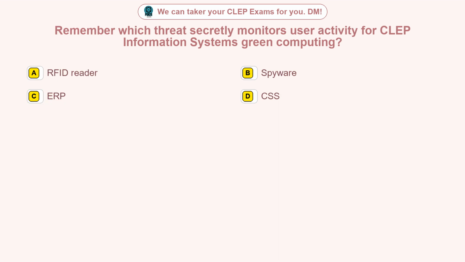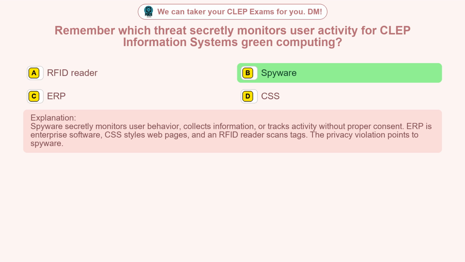Question 43. Remember which threat secretly monitors user activity for CLEP Information Systems green computing? Option A. RFID reader. Option B. Spyware. Option C. ERP. Option D. CSS. The correct answer is option B. Spyware. Spyware secretly monitors user behavior, collects information, or tracks activity without proper consent.